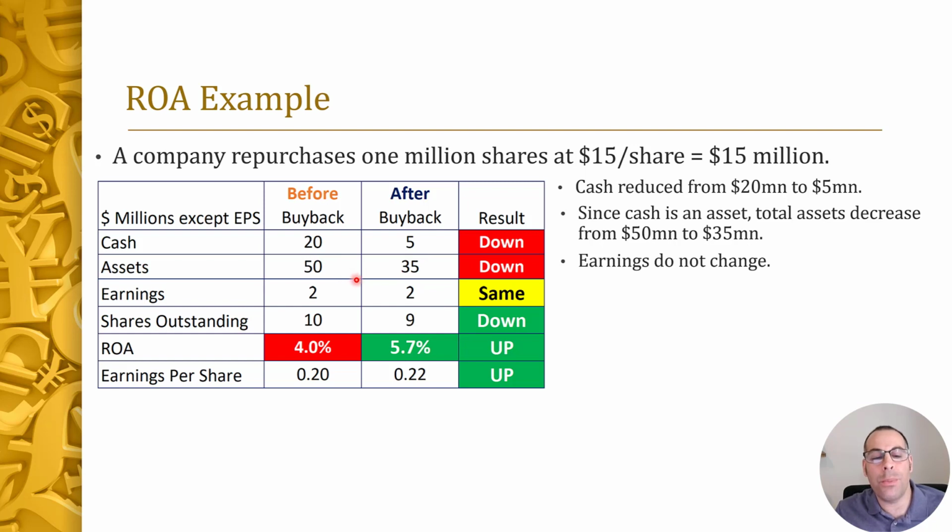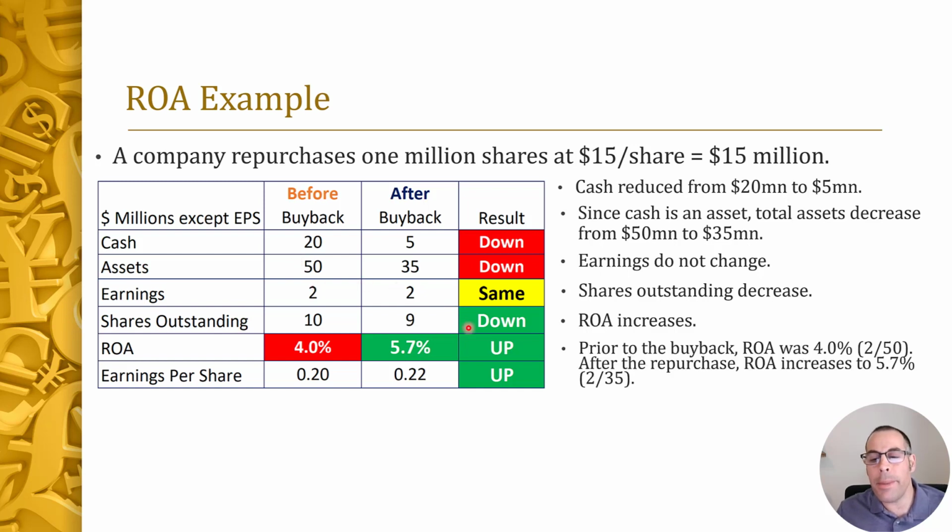Earnings do not change with buybacks. So your net income, your earnings, are the same. And in this case, shares outstanding decreased 1 million, from 10 million to 9 million. So ROA increases from 4% to 5.7%. ROA is how well a company uses assets to generate a profit. This indicates they're more profitable than before, but we know the reason their ROA went up was from the buyback, not from increasing net income.